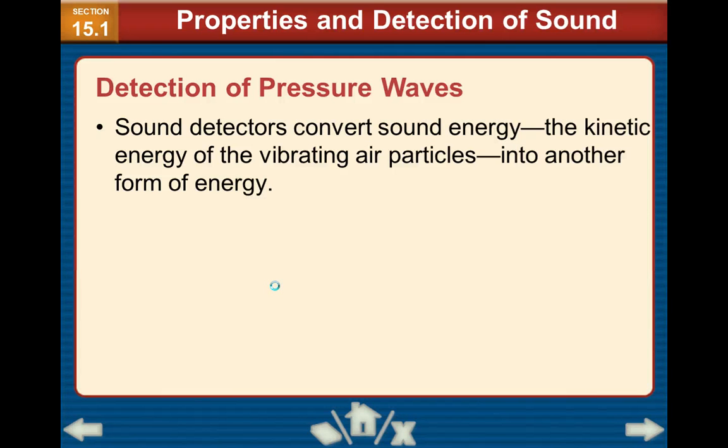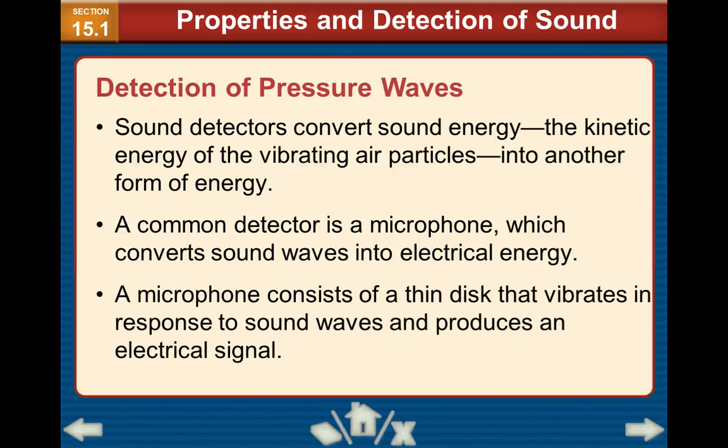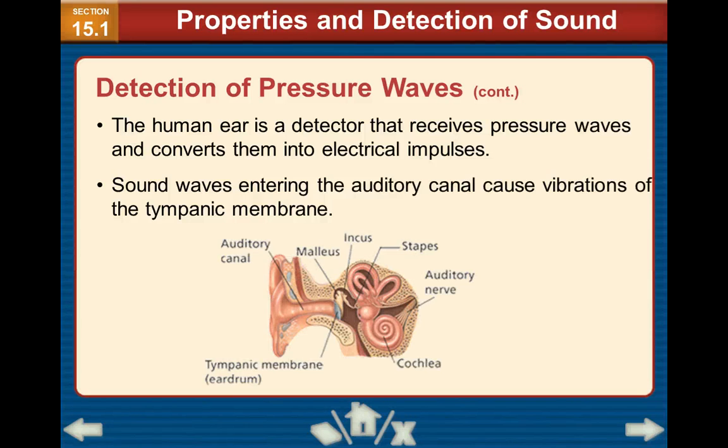So the sound detector converts sound energy, which is the kinetic particles, into some other form of energy. The most common detector we've run into every day is a microphone. The microphone consists of a thin disc that vibrates, and it creates an electrical signal. Now, the other common detector is our human ears. They basically receive sound waves. Once again, believe it or not, they convert it into electrical impulses that the brain interprets.